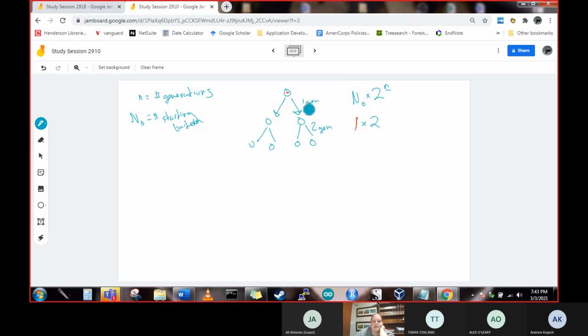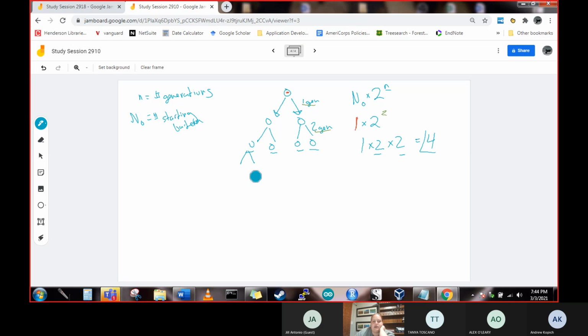So our generations, in this case, it looks like we drew 2 generations. So this would be 2 raised to the 2. And then to do that math, it would be 1 times 2 times 2, because there's 2 2's, and this would equal 4. 1, 2, 3, 4. So this is just showing that if you start with 1 bacteria, after 2 generations, you'll end up with 4 bacteria.